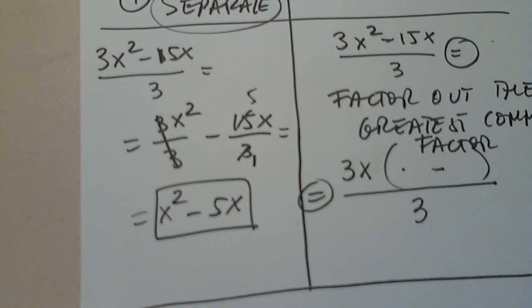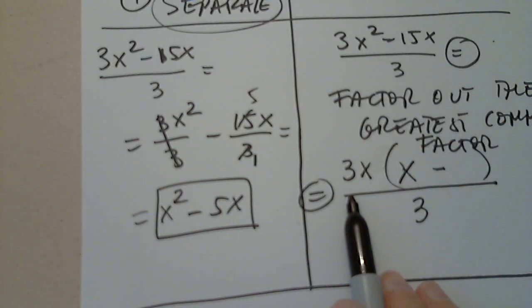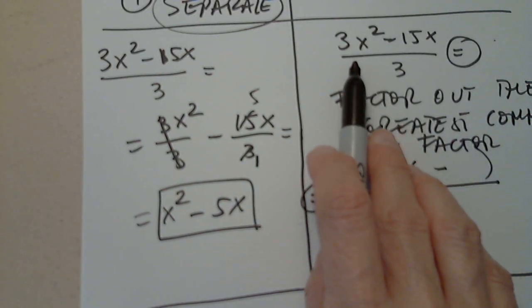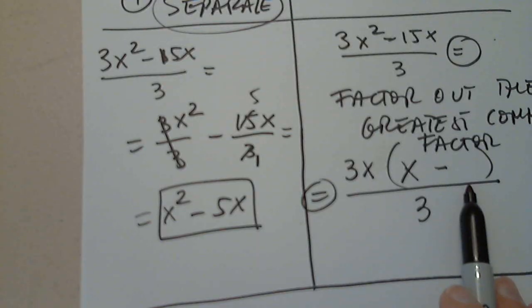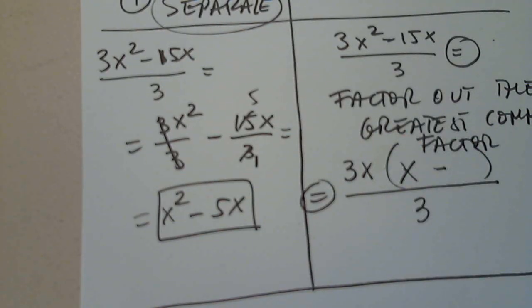X? Indeed, because 3x times x is indeed 3x squared. And 3x times what is negative 15x? 5? Yes, indeed.